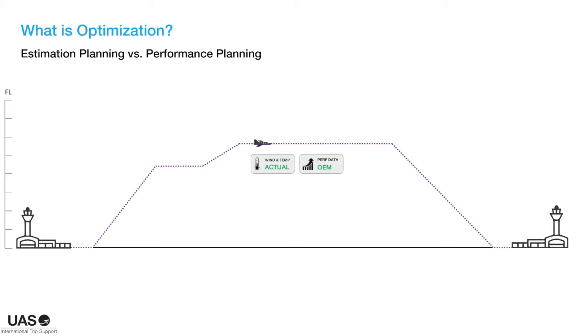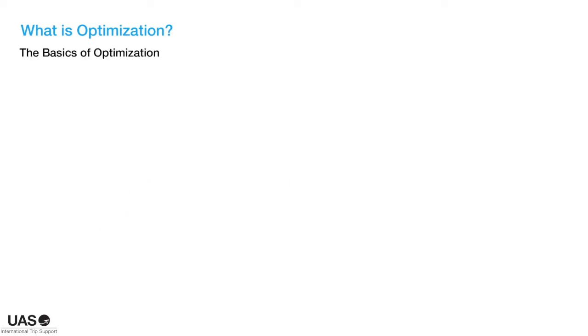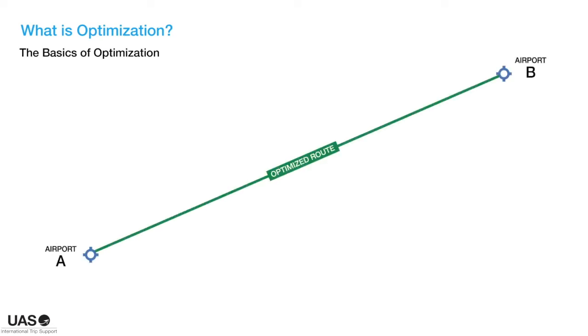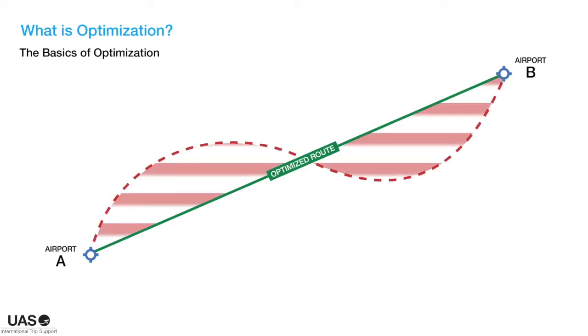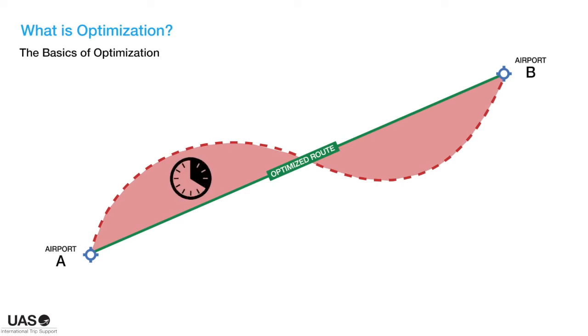So now that we've established that performance planning is really the way to go, let's talk about the basics of optimization. When you have 2 points, the fastest way between those 2 points is a straight line or an optimized route. However, flight plans can't always be that wonderful. So any time that you deviate from that optimized route, you end up costing yourself both time and money.